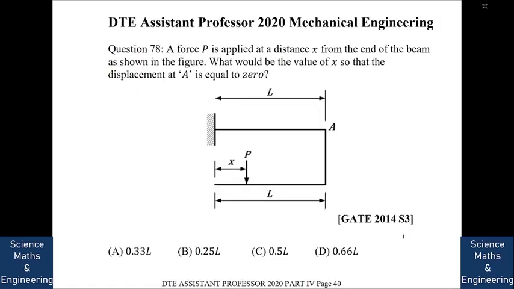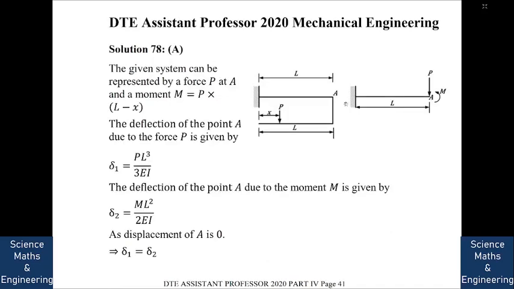Next, a force P is applied at a distance x from the end of the beam as shown in the figure. What would be the value of x so that the displacement at A is equal to 0? So let us see. Here we have this equation and we have this figure and we have this force P. Now we can shift this force here by using a moment.